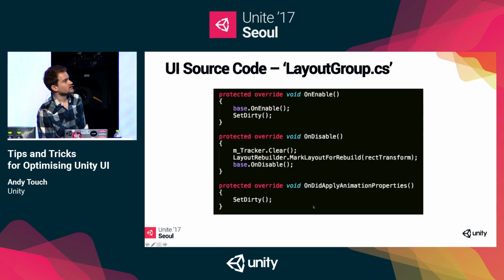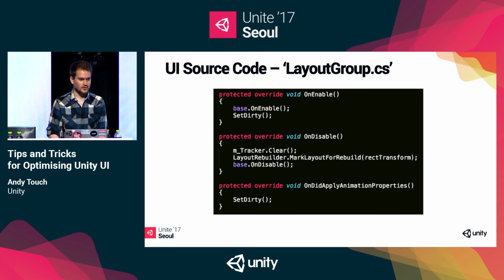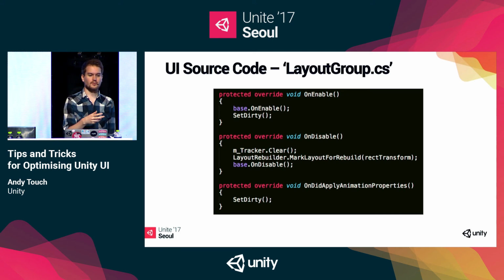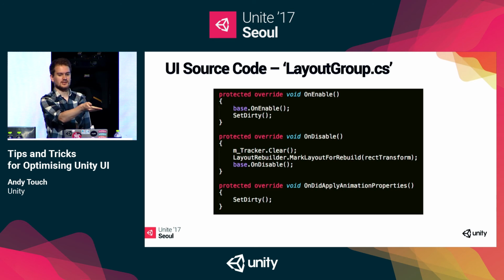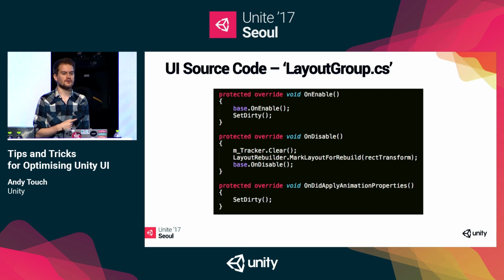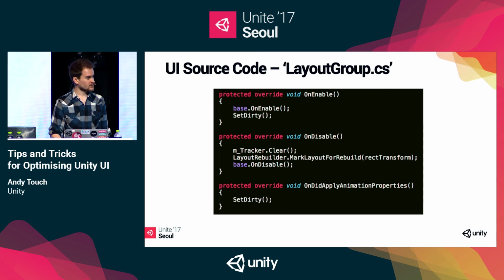Let's look at the LayoutGroup class. This is used by vertical layout and horizontal layout. It's also being used by the scroll rect component as well, which I didn't realize until Ian pointed that out to me. Thank you. And you can see here that when we enable a layout group, it's going to set it to be dirty, which is why when you turn a layout group on and off, it's going to have a spike, because it has to set dirty all the elements and rebuild them. When we disable it, it marks it for rebuild. And this one, OnDidApplyAnimationProperties, will set it to be dirty as well. So if you're using the Animator, this could potentially cause lots of dirtying of elements and lots of rebuilds of your UI.